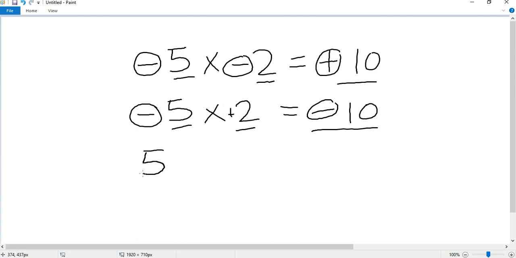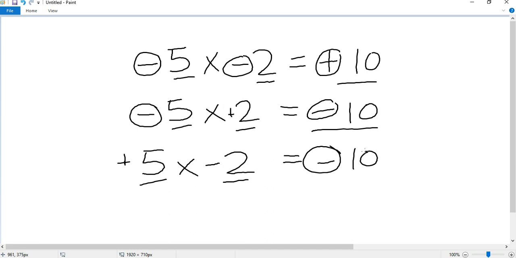If I make 5 the positive number and make 2 the negative number, again same thing, right? We have one positive and one negative number. That means the answer will be negative. 5 multiplied by 2 gives us 10, so the answer is negative 10. Okay, now if both were negative, which I've shown earlier here, that forms a positive sign. If there's one negative sign, that means the answer will have a negative sign.